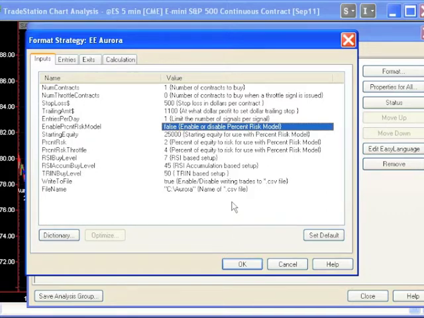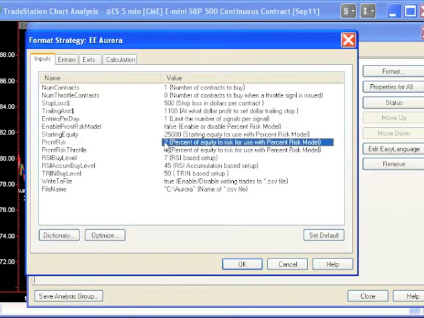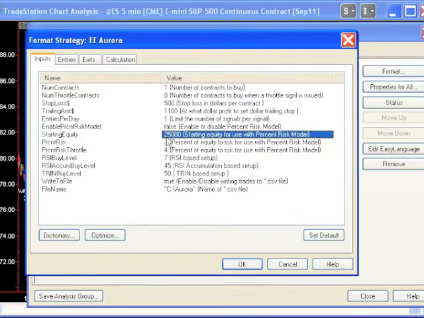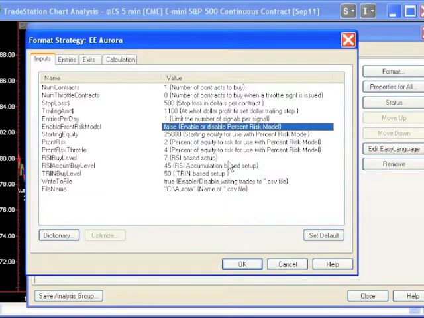And I guess the best way to demonstrate this, well, first of all, if you're not familiar with the percent risk model, it's a little bit beyond what I want to get into, but please go online and Google percent risk model or percent risk, and that will explain in greater detail of what we're doing. Essentially what we're going to do is risk 2%, that's how this is set up with this 2 here, percent of our equity per trade. So let me demonstrate what this looks like.